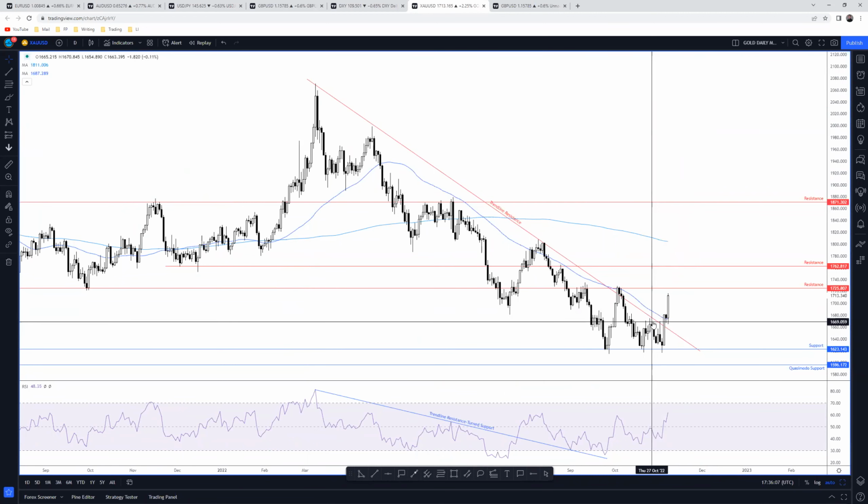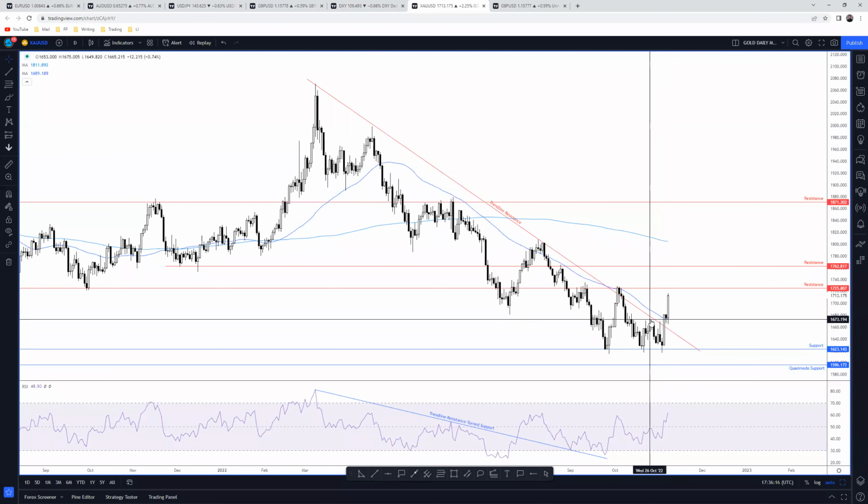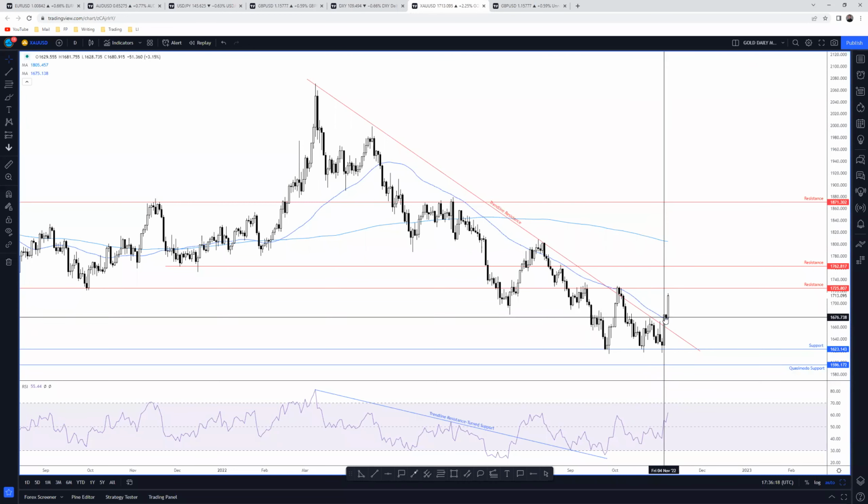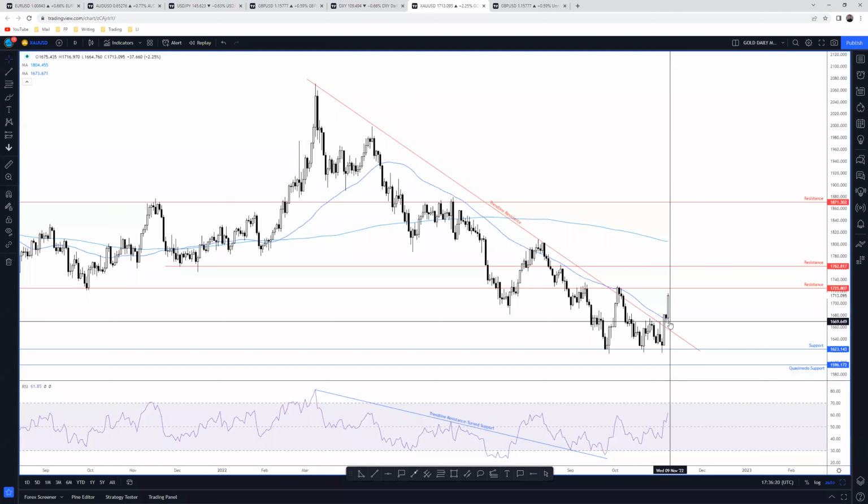Now, the only downfall to this is it's actually formed from this resistance turned support. You can see it, right? We have the high. Now, we've broken above this high, and we've retested that high as support. So this is not somewhere I would consider.